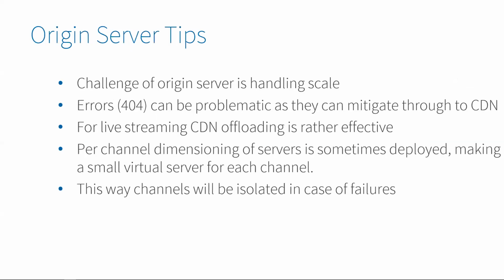Then last, I also have some tips for the origin, which is not really the topic of the presentation, but one challenge of the origin is to handle the scale of the requests. Errors are problematic as they're basically cached in the CDN. That's how it works today. So one tip that we can give is to do a sort of per-channel dimensioning. If you set up small virtual servers for each channel, then failures will be isolated. But there are many other ways to reduce the impact of these loads.